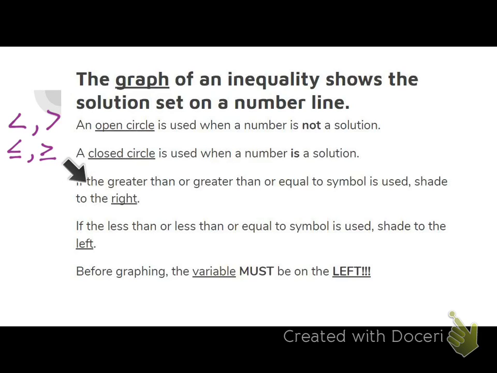Similarly on the third line, if instead of writing out the words greater than or equal to, you could use those symbols. If one of the greater than type symbols is used, we are shading to the right. Shade to the right. If one of the less than symbols is used, then we shade to the left.